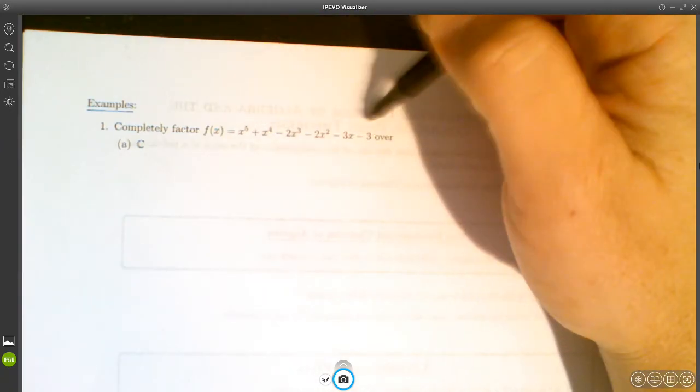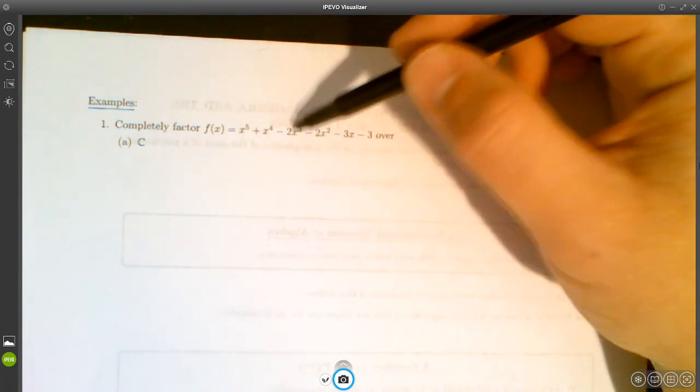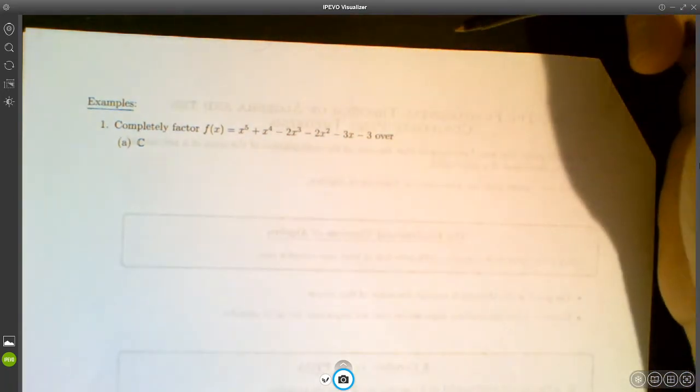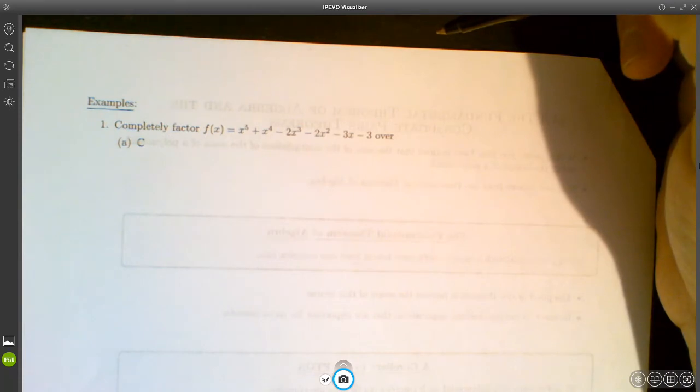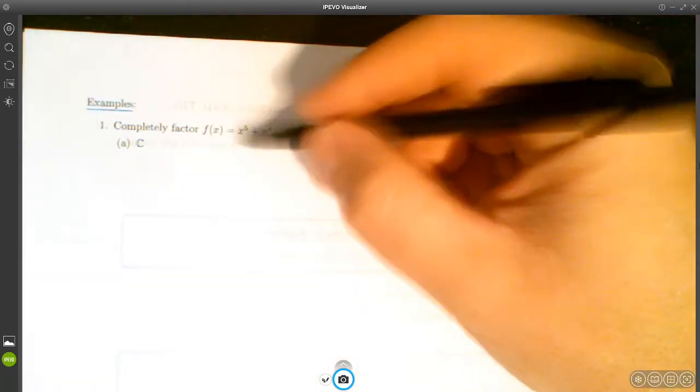In order to factor this polynomial, well, let's see. Could we factor by grouping? There's an even number of terms: 3, 4, 5, 6. I think if we group by 2's, we could probably factor by grouping.